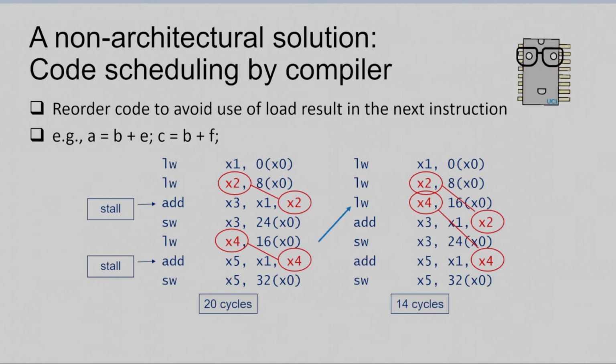So if we can reorder the code to avoid using the load results in the very next instruction, then we can probably avoid the stall problem. Of course, the hardware circuitry inside the pipeline for doing stalls needs to be in place because we know it's not always going to be possible.